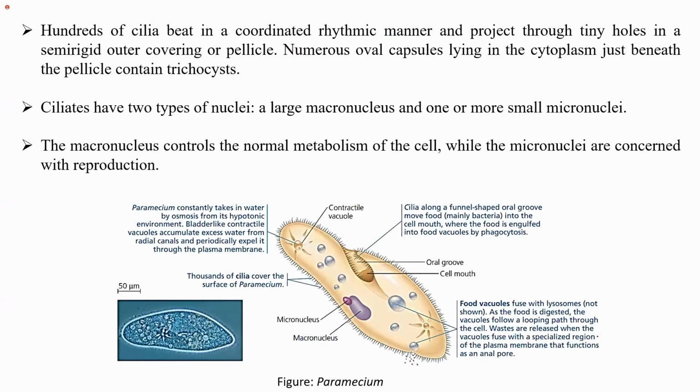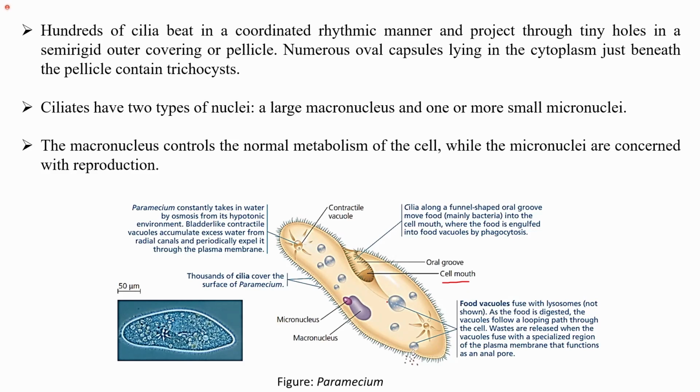So we can see the diagram here. We have an anal pore, and this is a diagram of Paramecium where we have structures like the contractile vacuole. We have thousands of cilia that cover the surface of Paramecium. We have the oral groove through which the food enters, we have a cell mouth, and then through the gullet, the food enters into the food vacuole.